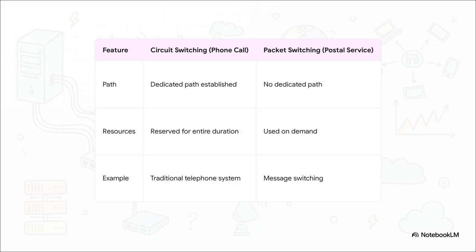A dedicated private connection is made just for you, and it stays open for the whole call. On the other hand, you have packet switching. This is like the postal service. Your email gets chopped up into little data packets, like postcards, and each one can take a different route to get to its destination. When you write this in the exam, draw this table. Compare them on the path, how they use resources, and give a real-world example. It's a surefire way to get full marks.